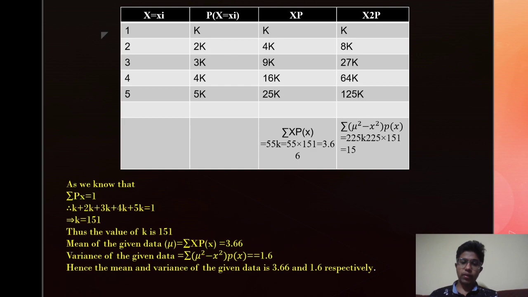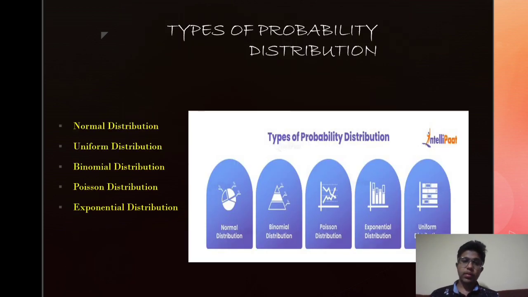Okay, we have to substitute the 1.6 into that value. We'll get the absolute given value of that equation. Okay, we had obtained the mean value as 3.66, and the variance of the given data as 1.66. Hence the mean of the data is 3.66 and the variance is 1.66 respectively.